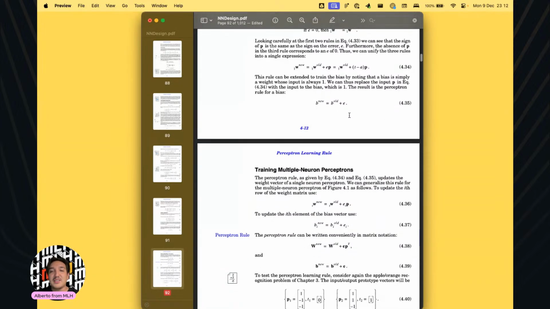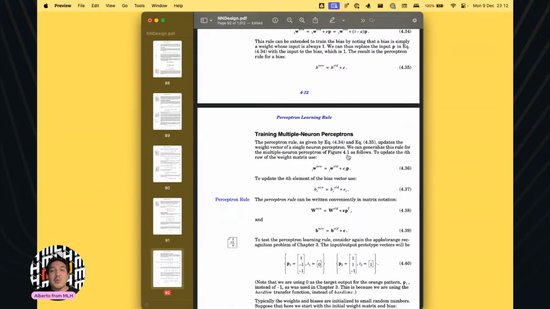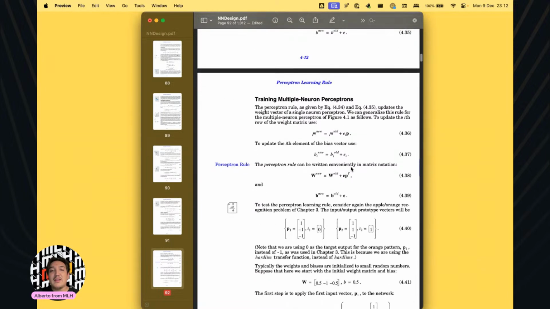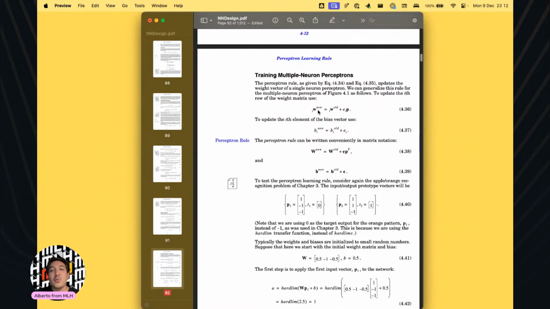So that's it. For training a multiple neuron perceptron, that will mean that the weight matrix will be different for each neuron. So remember that the weight values in the weight matrix are different for each different neuron.